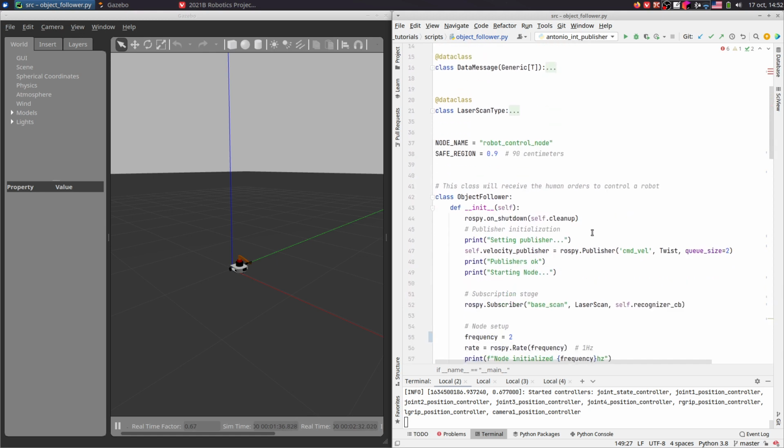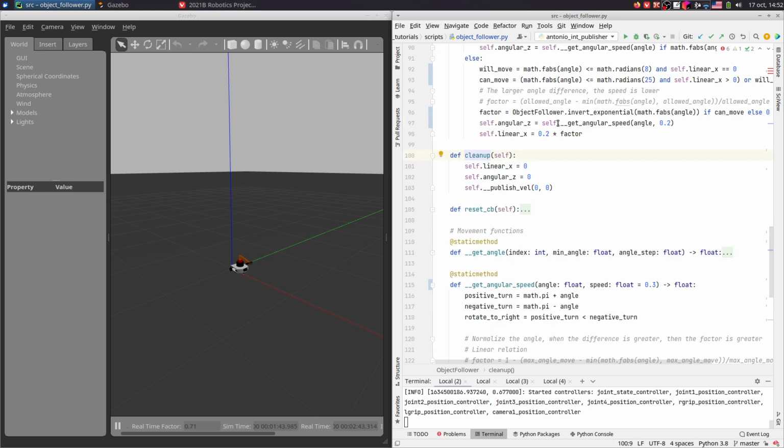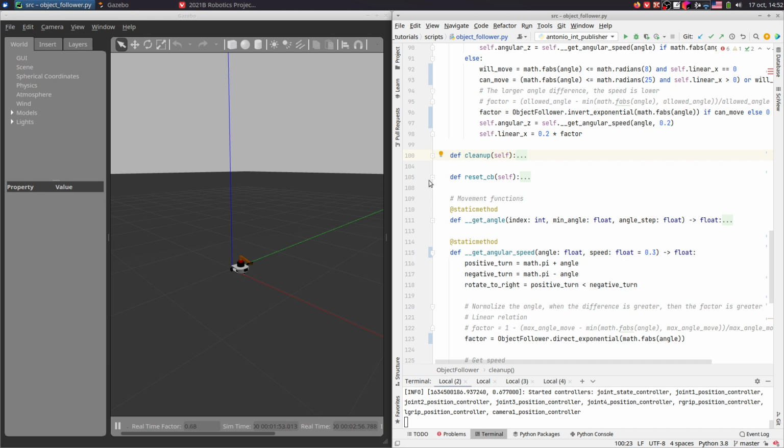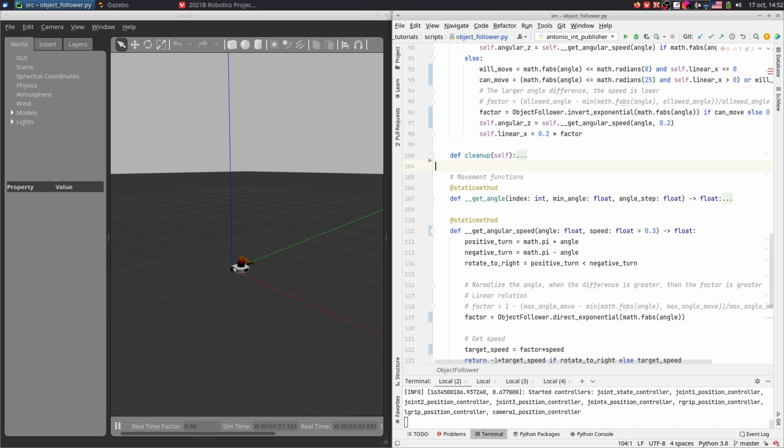Let's jump to the constructor. For the constructor part, we mentioned that when the robot shuts down or we close it, we are going to do a cleanup. What does it mean, a cleanup? That the linear x will be 0 and the angular z will be 0. We publish a 0 and a 0, so our robot will be stopped. And that's all of our cleanup. The reset callback is not necessary. We can remove it. Right here, we can remove it.